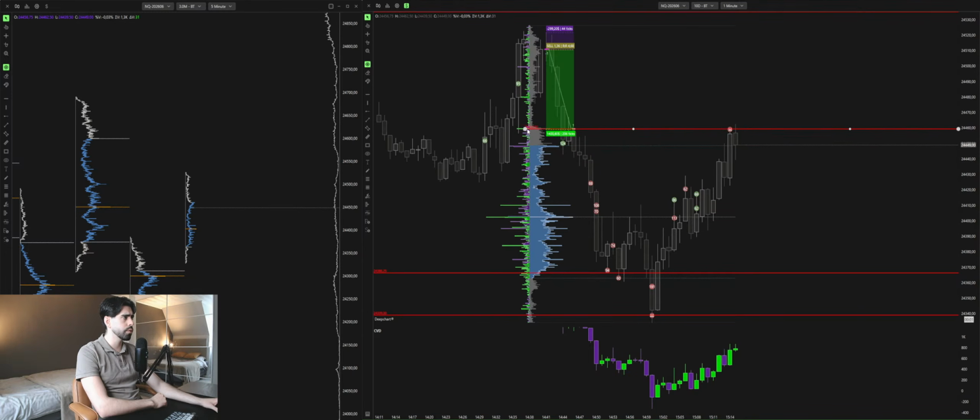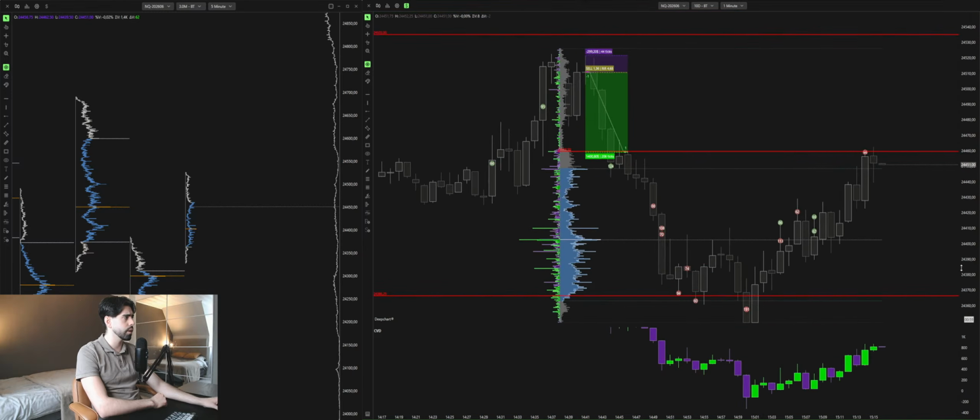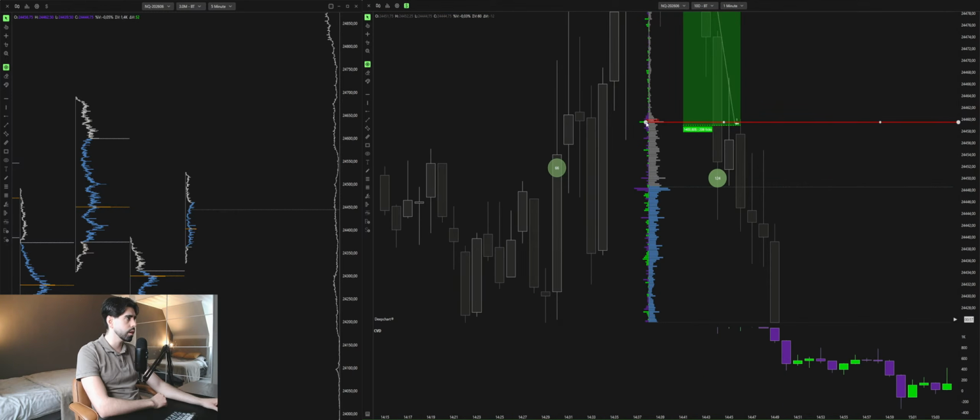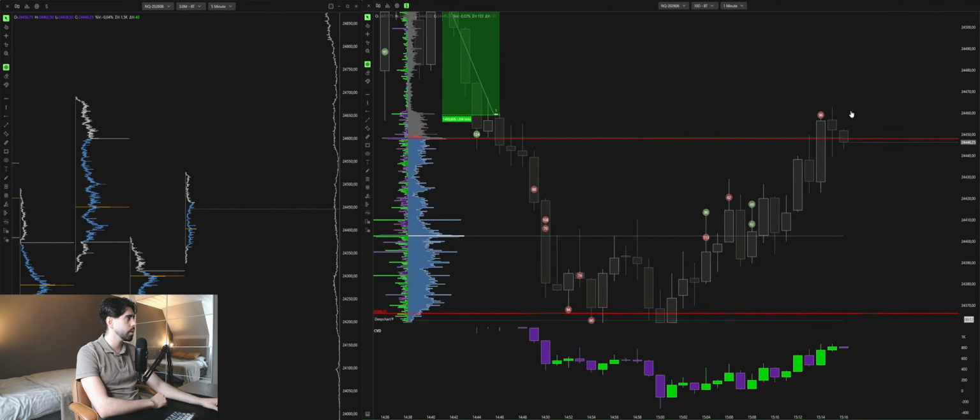I don't know if we had this buy level here right now. I don't know if it was present, this level. But if it just appeared, then we got some absorption at the top.